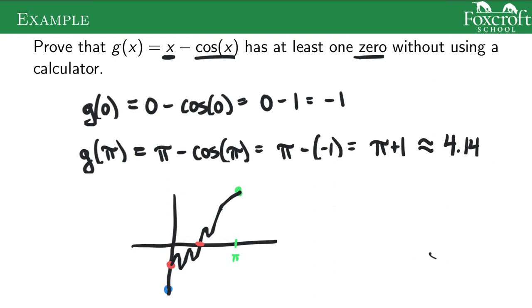All right, so this is one way the intermediate value theorem is used a lot. All right, if you know you have a negative and you know you have a positive, somewhere in the middle you have 0.